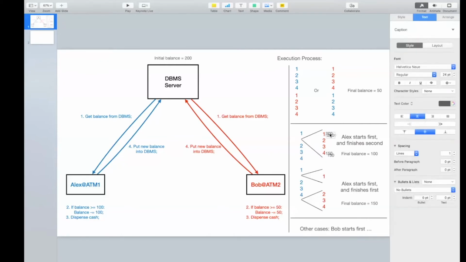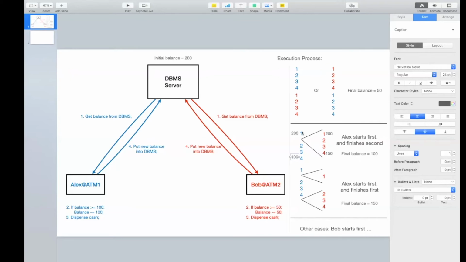Remember, for step 1 here, the balance Alex's transaction gets is $200, and after finishing the transaction, the remaining balance will be $100, right? And then Alex also writes the balance back into the server and overrides the balance just written by Bob. In other words, the final balance for the account, if we execute in this way, will be $100. This is one possible execution if Alex runs first.